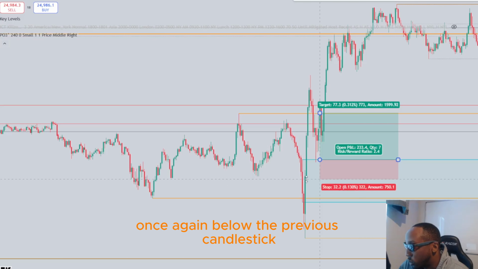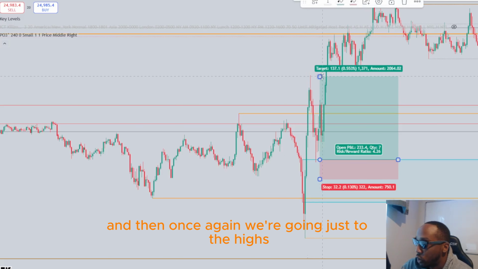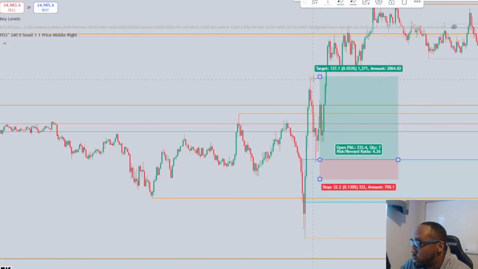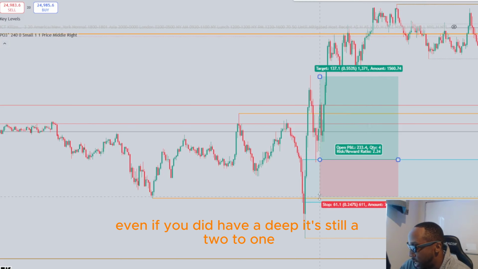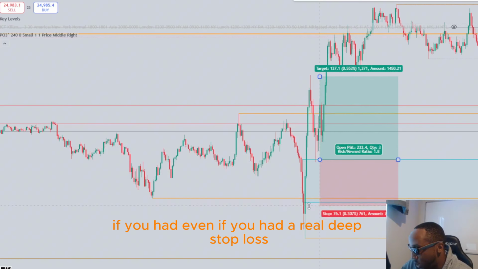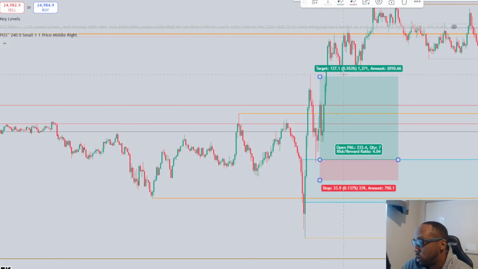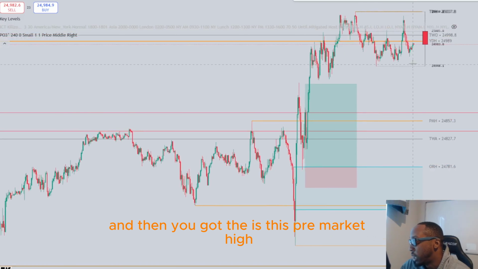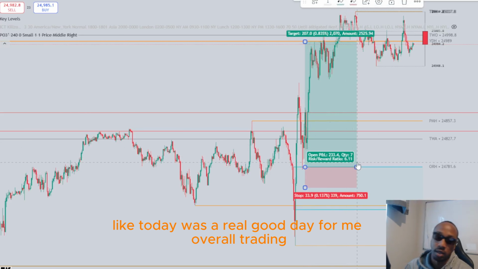You could put your stop, once again, below the previous candlestick, right? And then, once again, we're going just to the highs. This is the first take profit right here, to this high. It's a 4.2 to 1 trade, guys. Even if you did have a deep stop loss, it's still a 2 to 1. And then you got pre-market highs, yesterday's highs as the second take profit. That's a 6 to 1, guys.